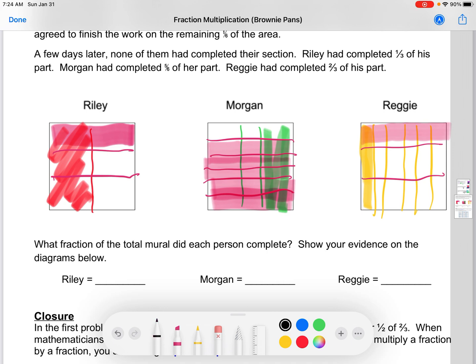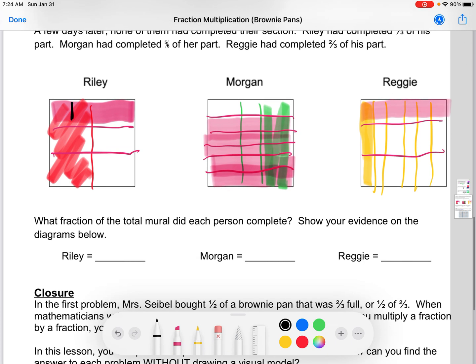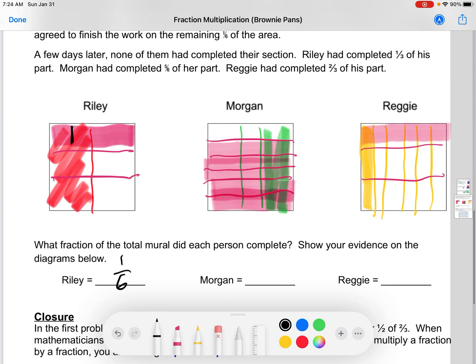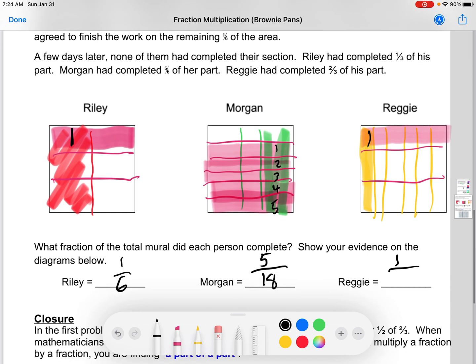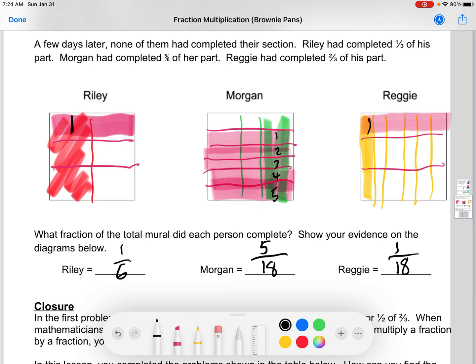Okay, so let's look at this. Riley had completed 1 out of how many pieces? 1/6. Morgan had completed 1, 2, 3, 4, 5. 5 out of, that is a 3 by 6, so that's 18 pieces. And then Reggie did 1 out of, that is a 3 by, was that a 6th? Yes, 3 by 6, so that's 18 pieces there. Okay. By the way, who did more? That's interesting. Reggie did 1/18 and Morgan did 5/18. So clearly Morgan did more than Reggie.